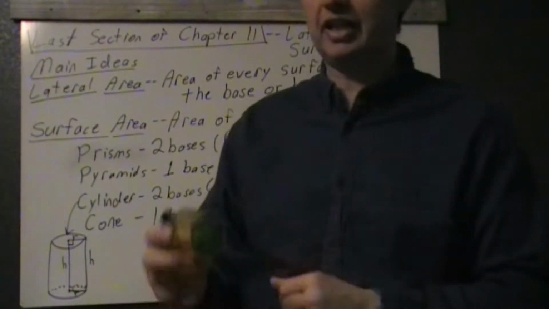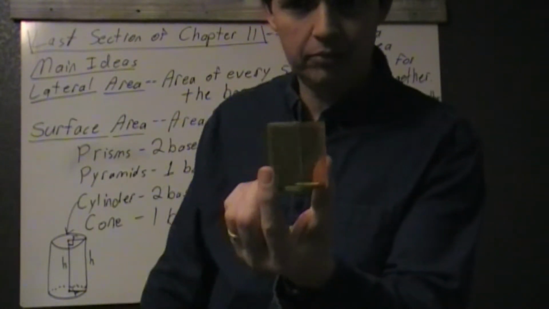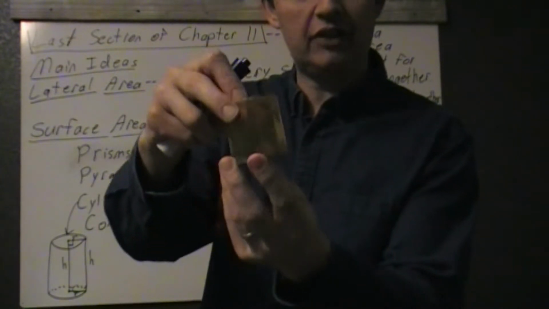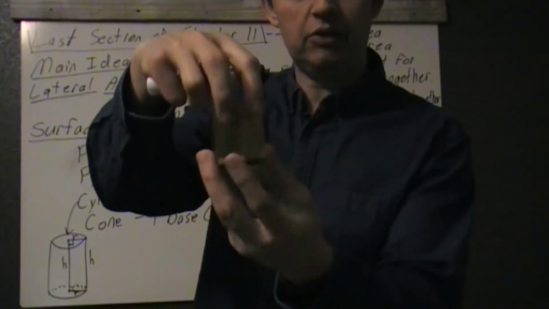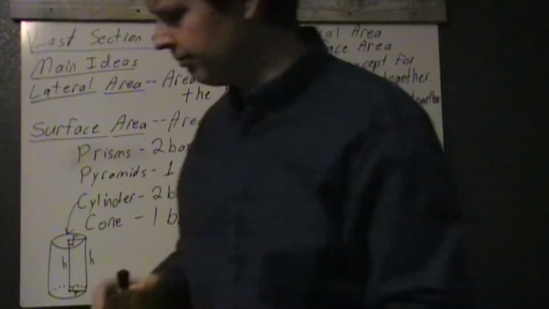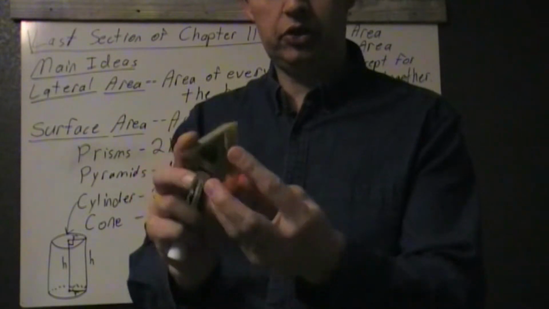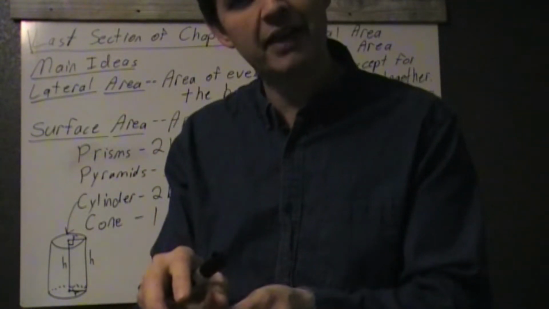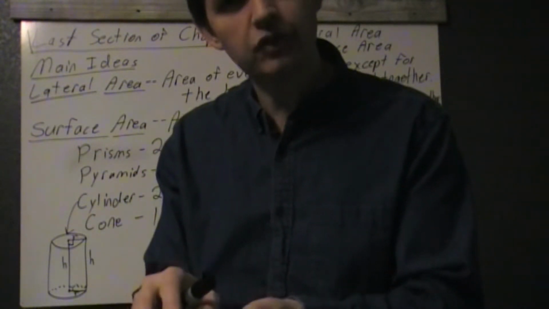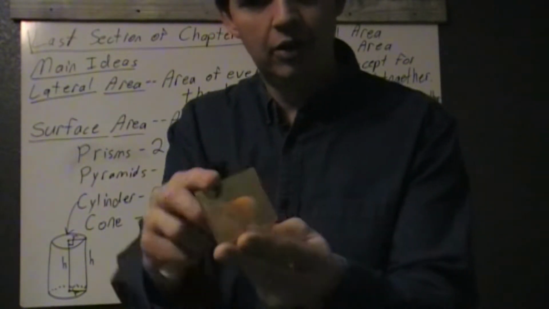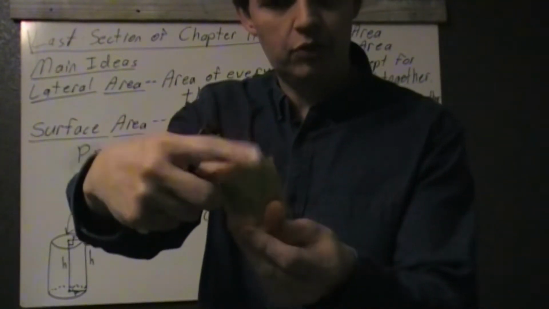For instance, this is a hexagonal prism. Two hexagon bases. But notice what the other sides are. Rectangle, rectangle, rectangle, rectangle, rectangle, rectangle. Let's see. Triangular prism. Triangle bases. Do you know how to find the area of a triangle? I think so. Yes, you do. Okay, so triangular bases. But notice what's on the sides now. Rectangle, rectangle, rectangle.